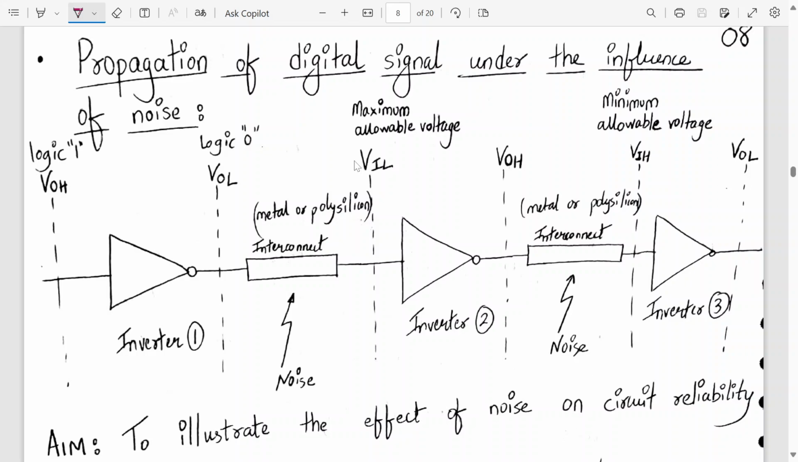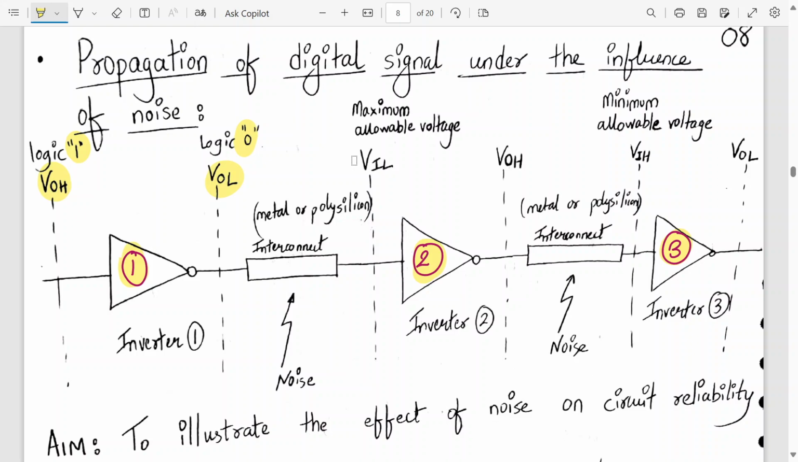concentrate over here. I have 3 inverters. All the 3 inverters are identical. This is inverter number 1, inverter number 2, inverter number 3. They are identical inverters, all have the same characteristics. Input voltage of inverter 1 is VOH. This is an assumption. Output voltage of inverter 2 is VOL. These are the assumptions. All the inverters are symmetric, and input voltage of inverter 1 is logic 1, and output voltage of inverter 1 is logic 0. This is VOL. Agree? So far so good.